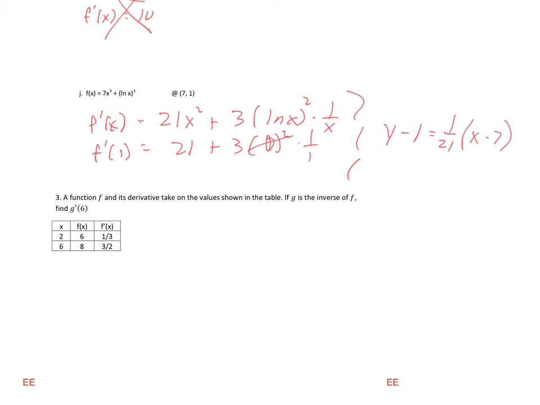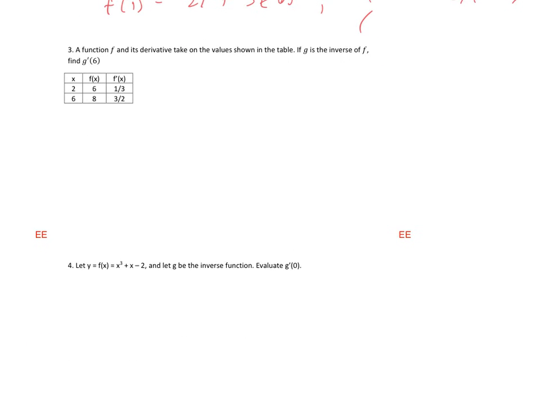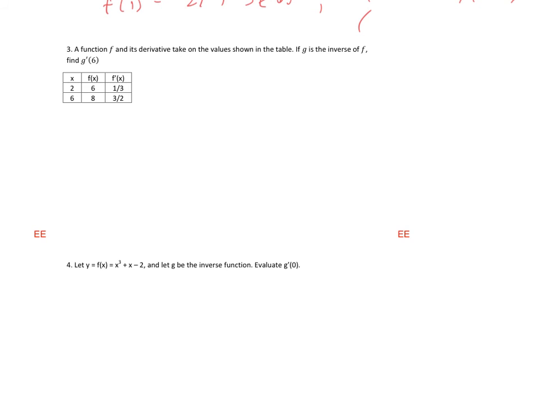All right. So this table technique is a common AP question format. So function f and its derivative take on the values. If g is the inverse of f, what is g prime of 6? So g prime of 6 is what we're looking for. So then they're really giving us f inverse of 6. What's its derivative is the real question. So that's 1 over f prime of g of 6.